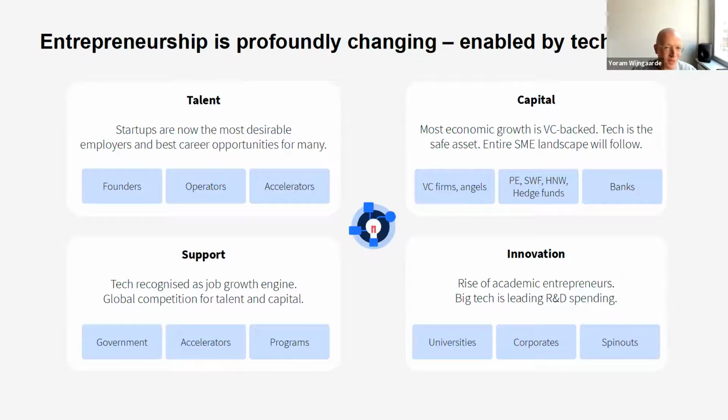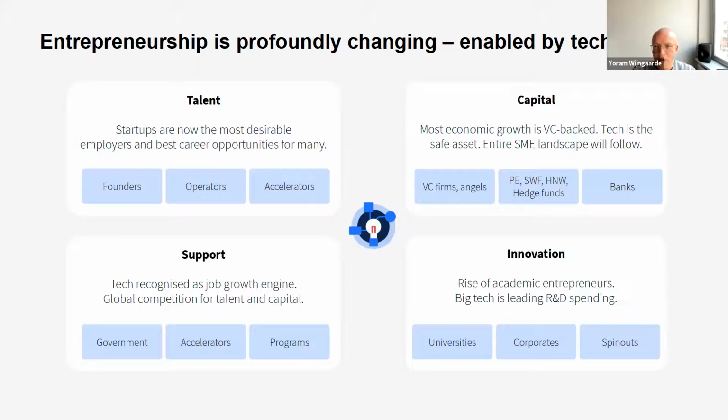If you're a really smart engineer or scientist, you want to work for a startup because that's where it's the most fulfilling, the most exciting, and also has a huge upside. And so that is a huge change. If that's where the best talent is concentrated, imagine where companies are going to be in the next 5 to 10 years.